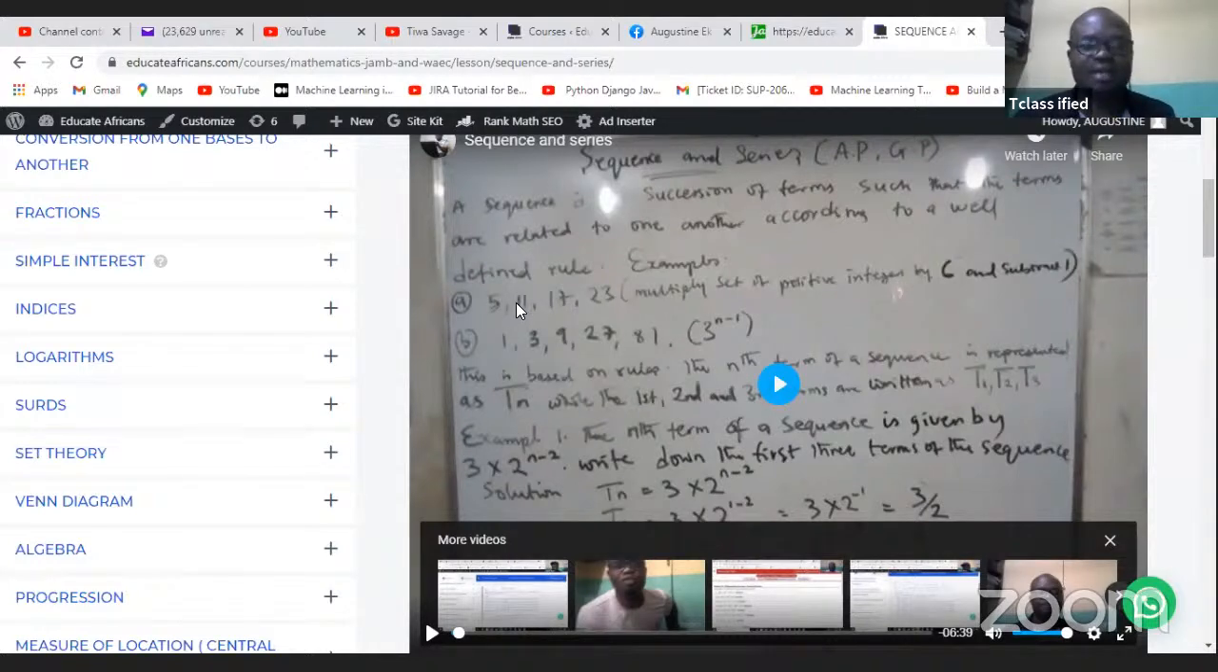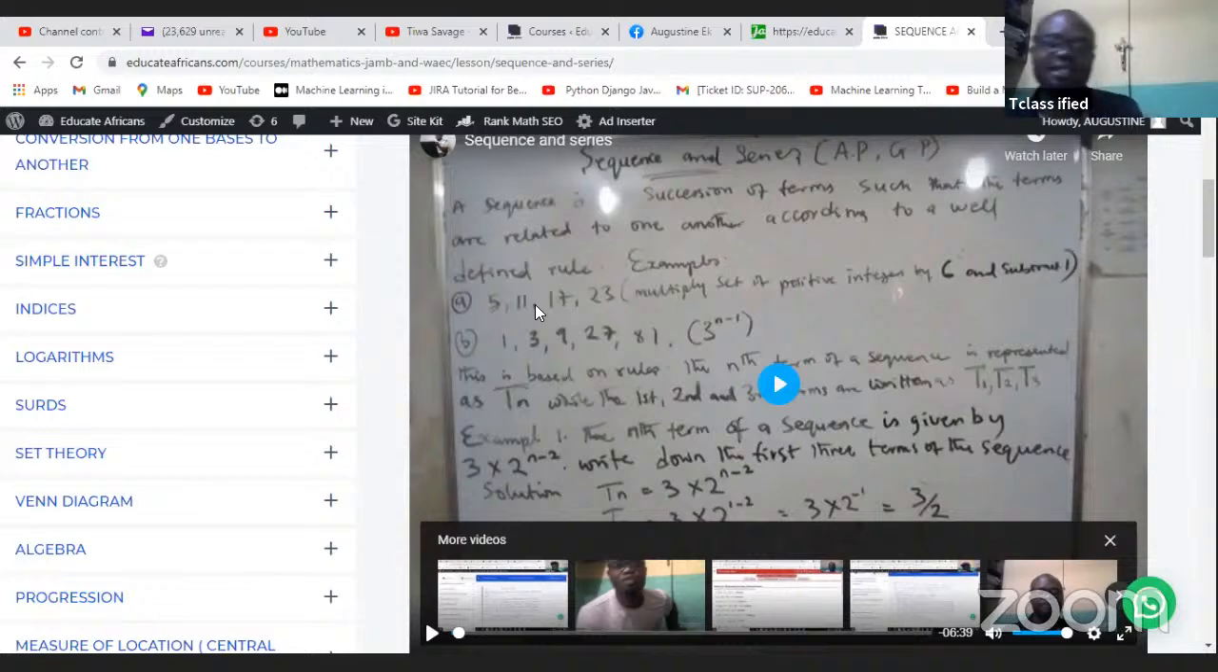To get the second one, the second positive integer is 2. 2 times 6 is what? 12. 12 minus 1, 11. That's how we got this 11. The third positive integer is 3. 3 times 6 is 18. 18 minus 1, you get 17. The fourth positive integer is 4. 4 times 6 is 24. 24 minus 1 is 23.